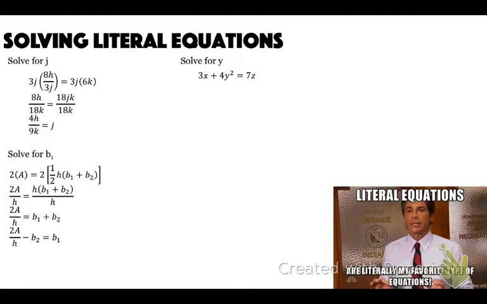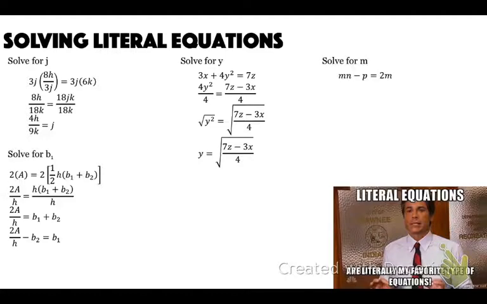This one, solve for y, so I'm going to subtract that 3x over. So I have 4y squared equals 7z minus 3x. Divide by 4, so we get y squared equals (7z minus 3x) over 4. To get rid of that squared, you square root it, so you get y equals the square root of (7z minus 3x) over 4.